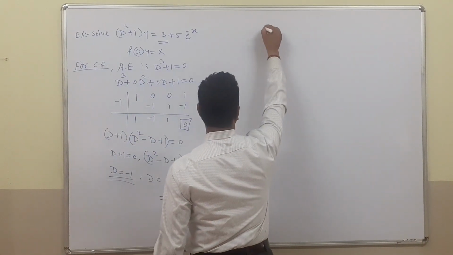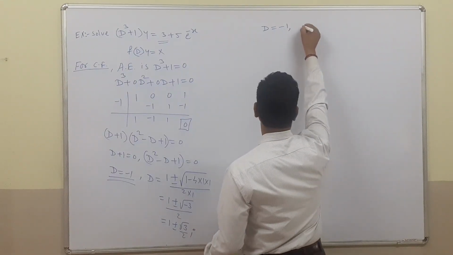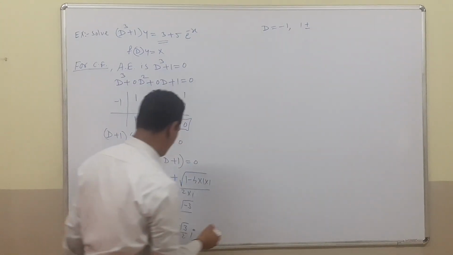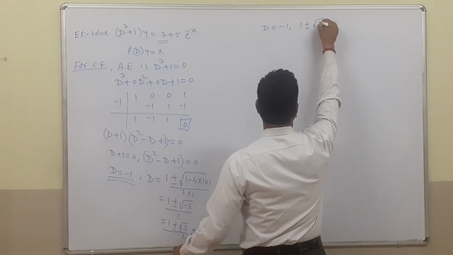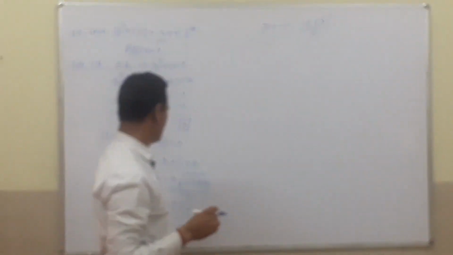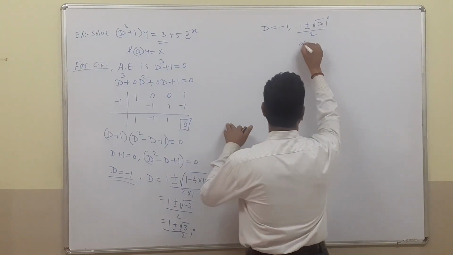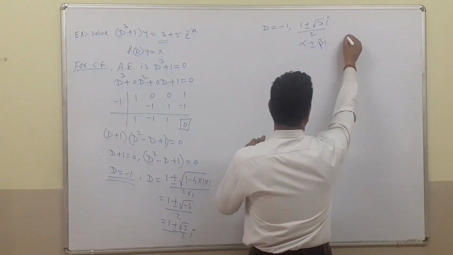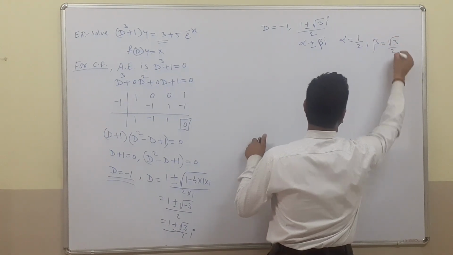So, finally, we get the value of root as D is equal to minus 1, then next is D is equal to 1 plus minus root 3 by 2 into i, where the 2 is for the whole term. If we compare this with the term alpha plus minus beta i, then the value of alpha is 1 upon 2 and that of beta is root 3 by 2.